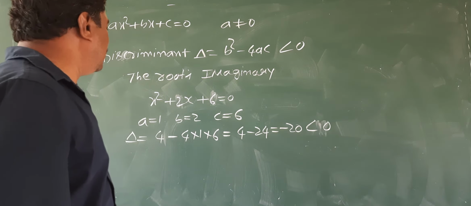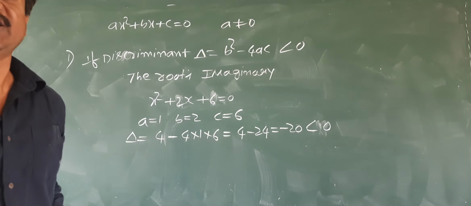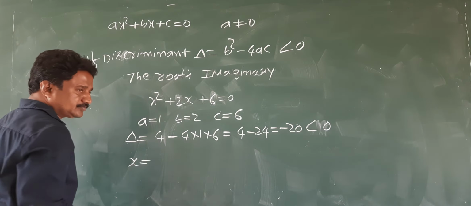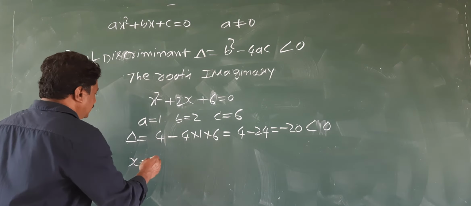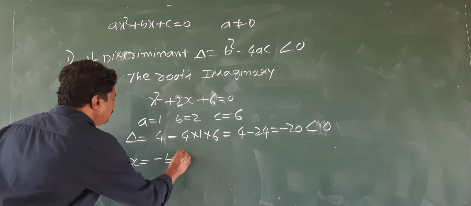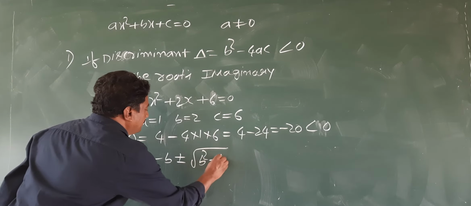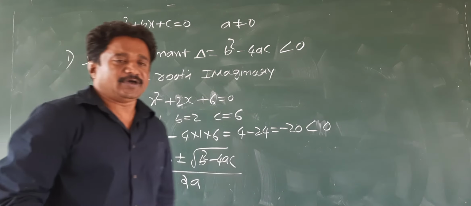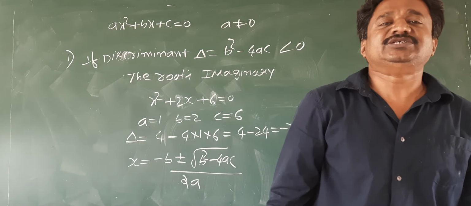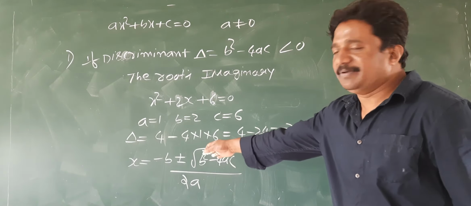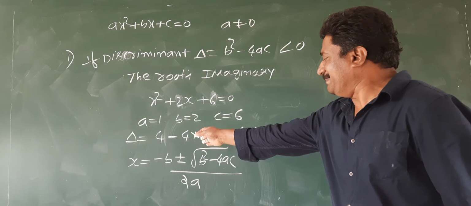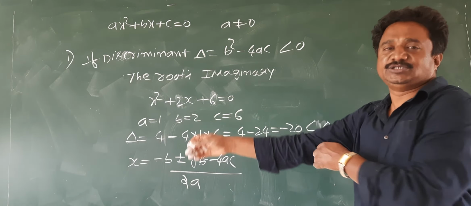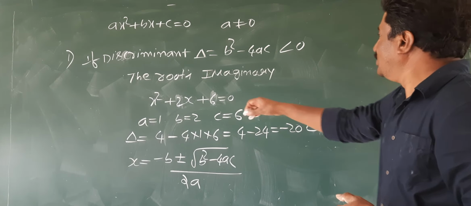Let us go for solving that, students. To solve a quadratic equation, we have a formula. Tell me that formula. x is equal to minus b plus or minus root of b square minus 4ac, by 2a. If factorization is not possible, you use this formula. Substitute the a, b, c values in that, students.